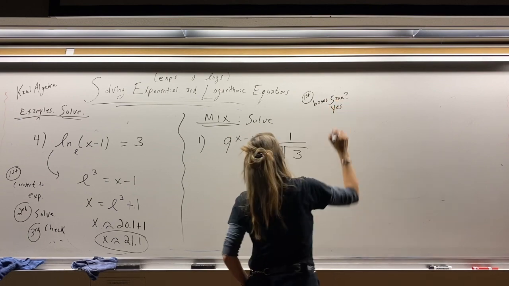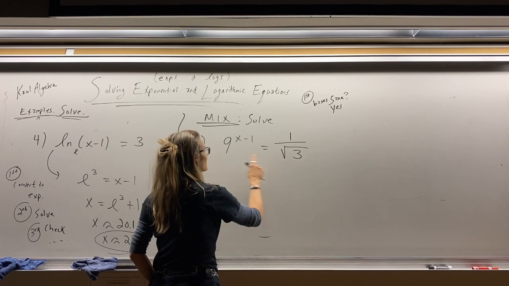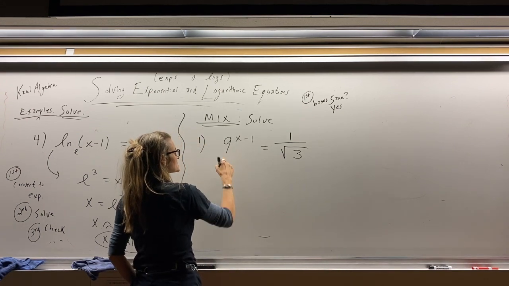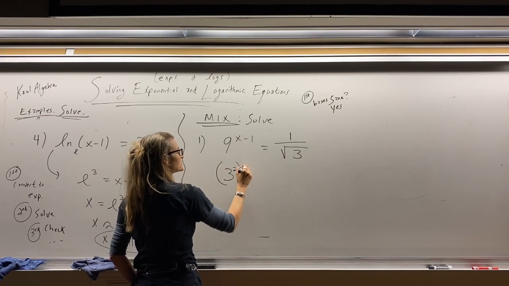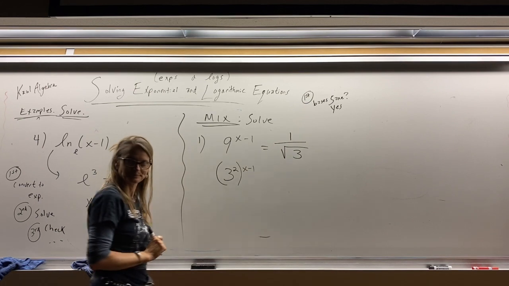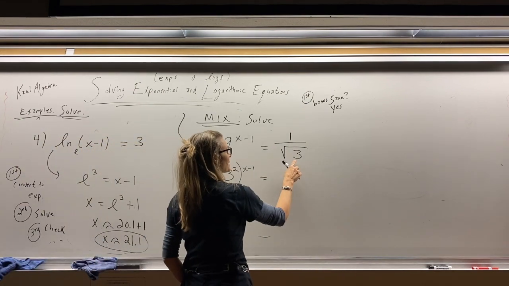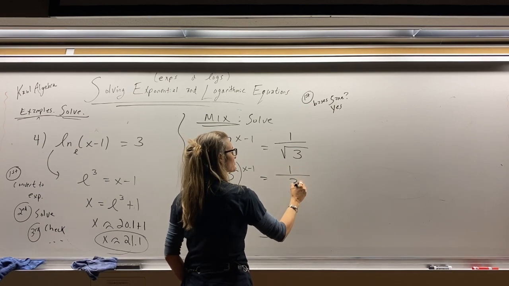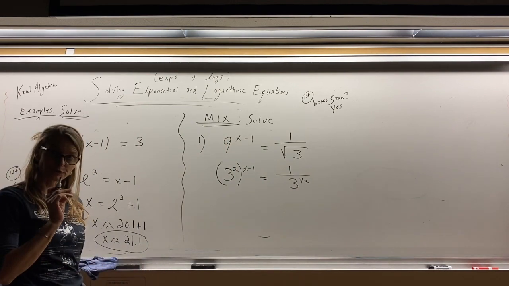And the answer is yes. So I can work with the bases as is. So here, my base system I want to work with is 3. So I'm going to convert this 9 to 3 squared, which is all going to be put to the x minus 1 power. Okay, a few tricks involved here. Now this is a base 3 as well, so I'm going to take this one step at a time. This is 1 over 3 to the 1/2 power in the denominator, which I further want to simplify.